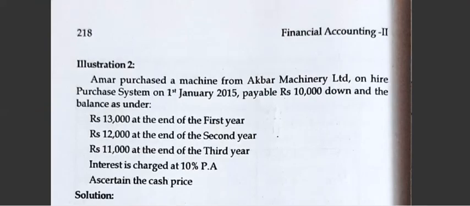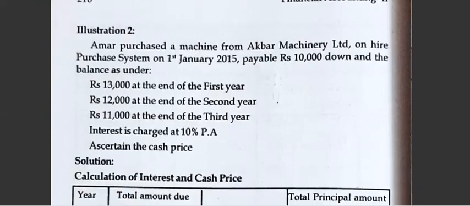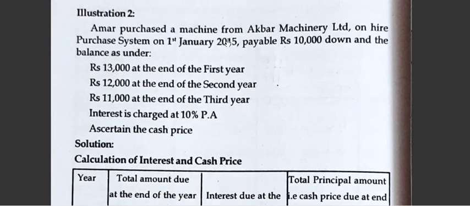Now you will move to the second problem. Amar purchased a machine from Akbar Limited on hire purchase system on 1st January 2015, payable rupees 10,000 down, and the balance as under: rupees 13,000 at the end of the first year, 12,000 at the end of the second year, rupees 11,000 at the end of the third year. Interest is 10% per annum.